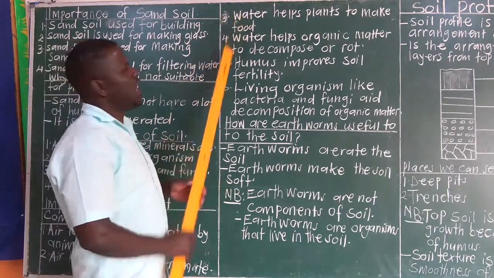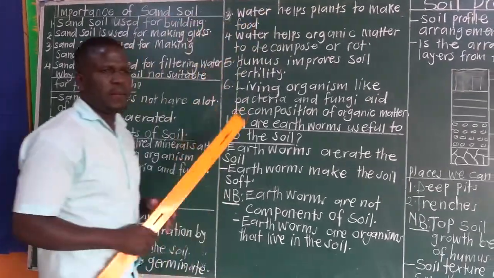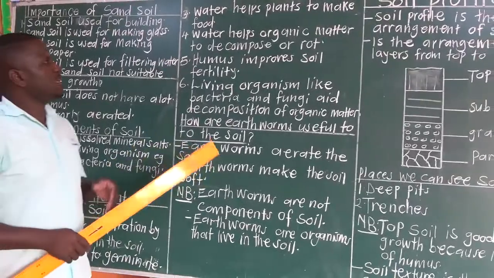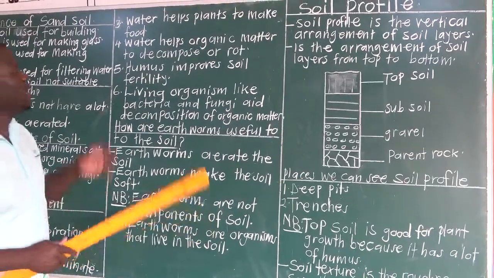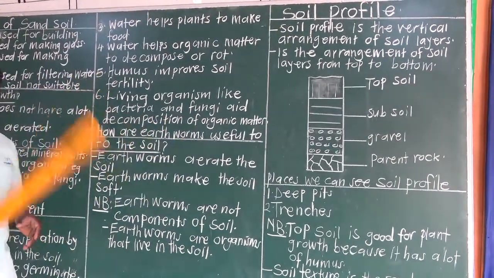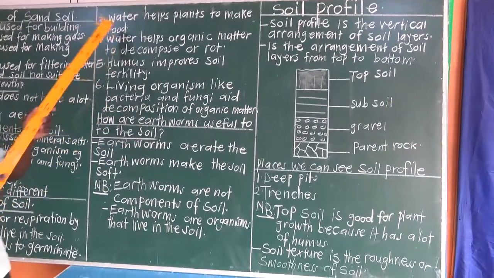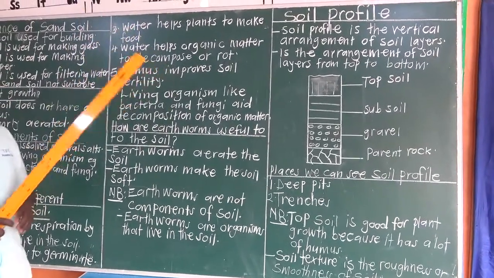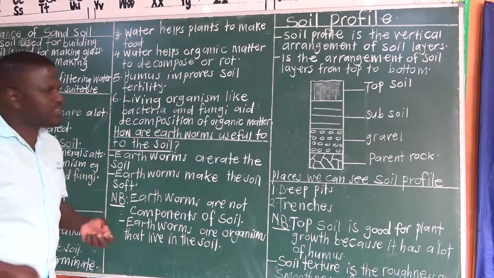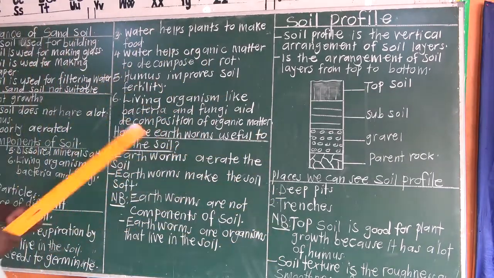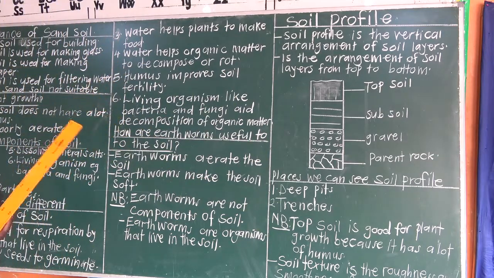Let's look at water. How is water important as a component of soil? Water helps plants to make food. Remember in P4, term 1, we looked at photosynthesis, raw materials for photosynthesis, and we said water helps plants to make food. So when water combines with carbon dioxide, plants are able to make food. Where do these plants get water to make food? They get water from the soil. So these plants absorb water and mineral salts from the soil using the roots. Then they use this water to make their own food, the one we call starch.